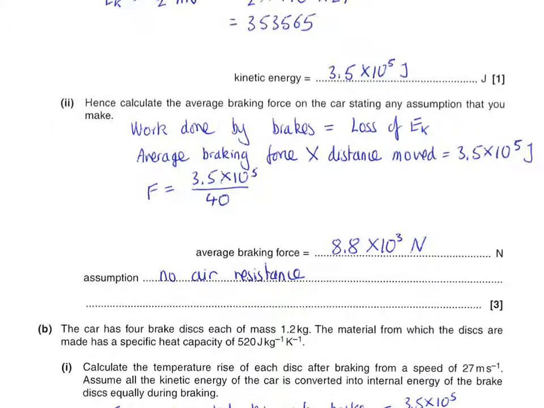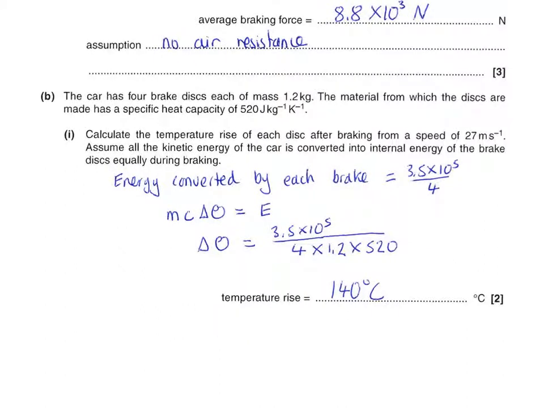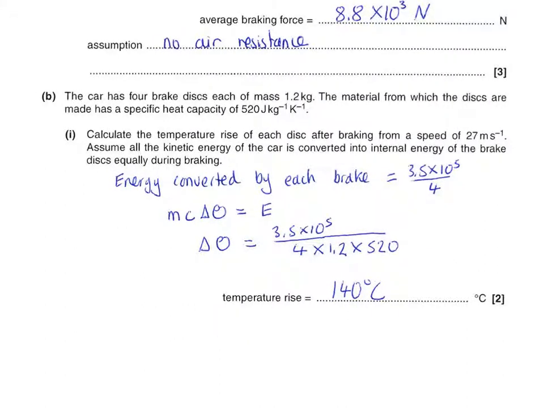Part B then does move on into the G484 stuff, and it looks like a very straightforward mc delta theta. If we start simply with E equals mc delta theta, we can rearrange to delta theta is E over the mass, 1.2 kilograms, times the c, the specific heat capacity of the material.